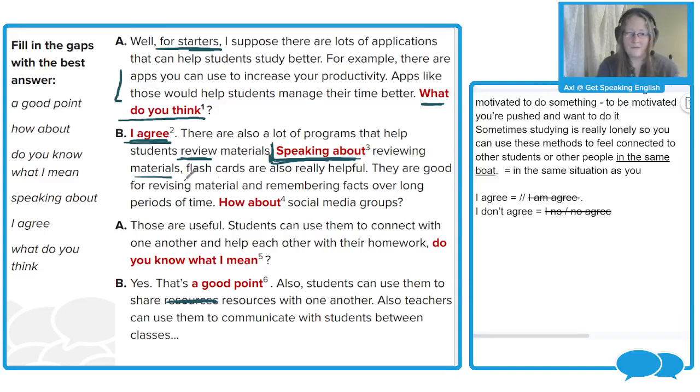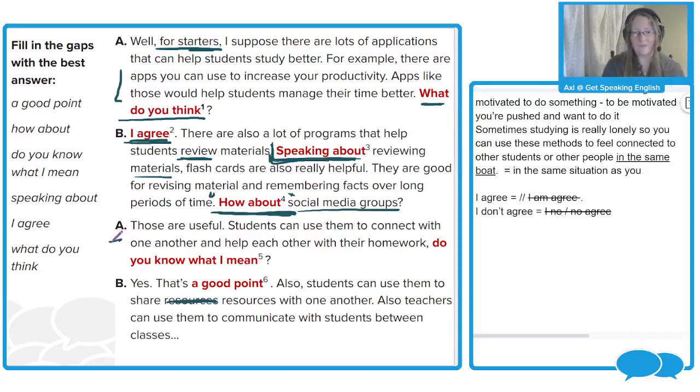Right. So flashcards are really helpful for revising material and remembering facts over long periods of time. And then we say, how about social media groups? So here I've used how about to talk about one of the specific things on the paper. We could use that to ask our partner what they specifically think about one of the topics mentioned in the task. That can be really useful as well, right? So, how about, or what do you think about such and such?